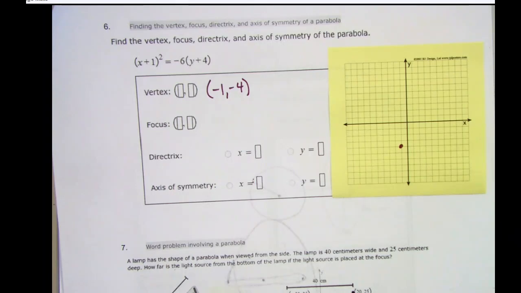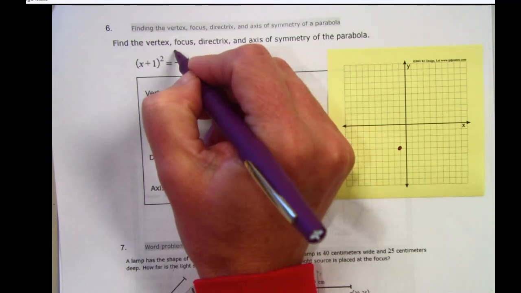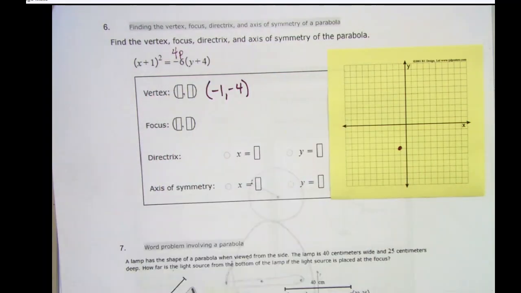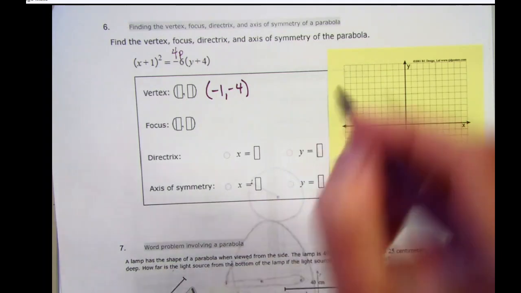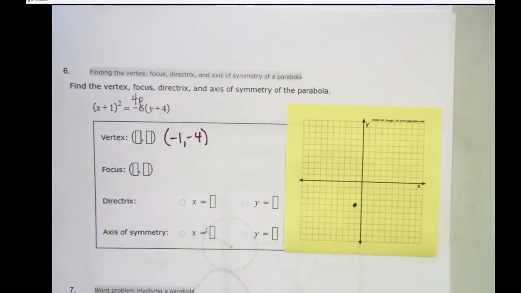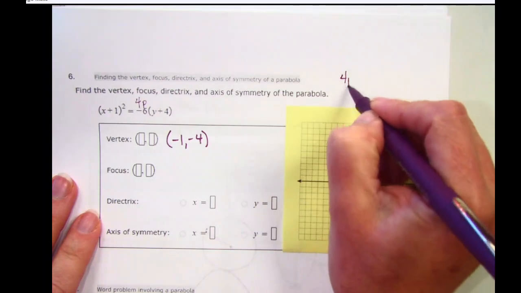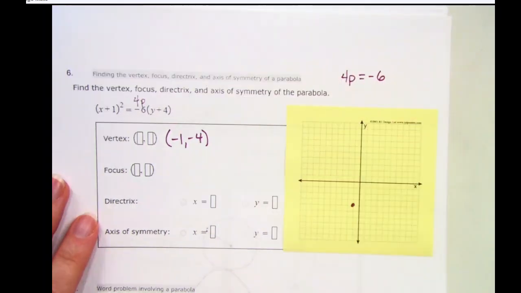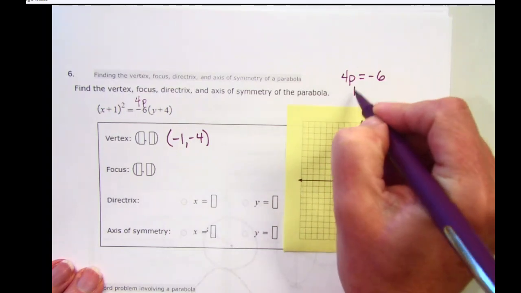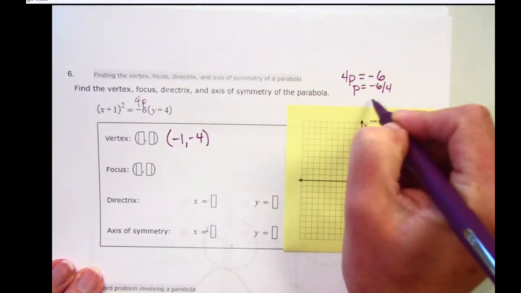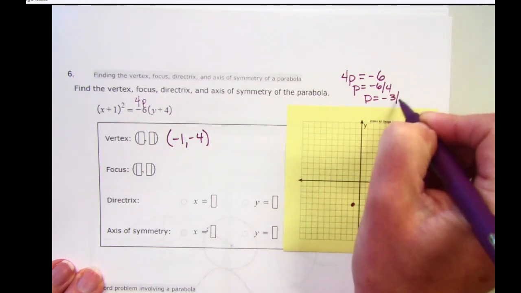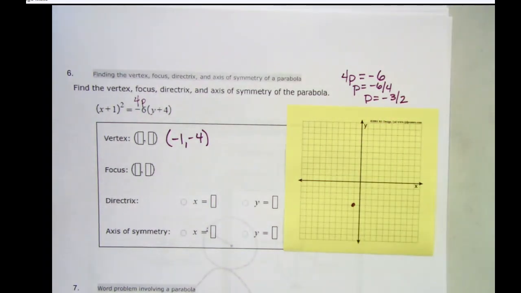Focus. This is new. Over on the other side, we had that this was 4P, didn't we? So how did you do that? You're right. Tell me how you did that. Well, if 4P equals -6. Okay, let's write that down. If 4P equals -6, then P equals -6/4, or P is -3/2. Perfect. So they use ugly numbers again, so don't be afraid of them. Don't think you're doing anything wrong.